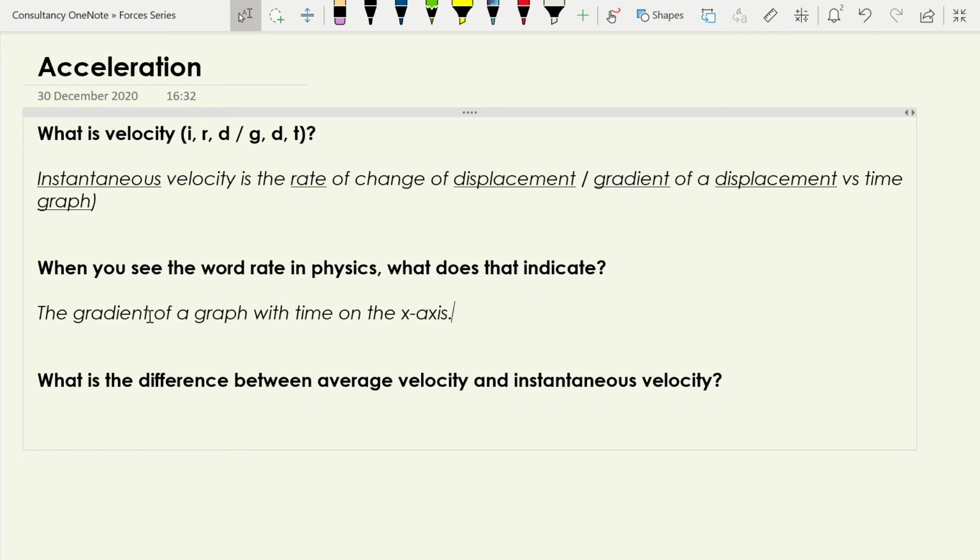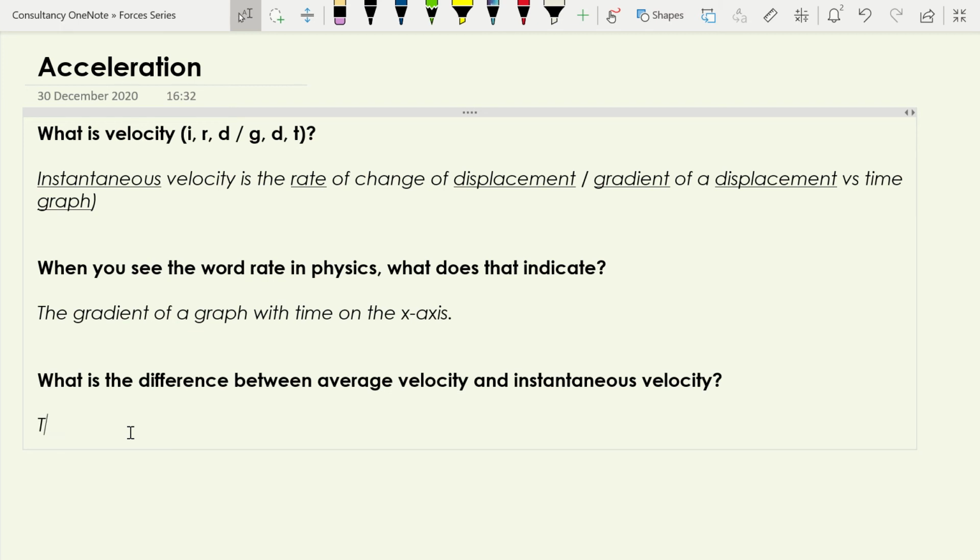We're going to be saying acceleration is the rate of change of velocity, which means acceleration is the gradient of a velocity versus time graph. And then finally, what is the difference between average velocity and instantaneous velocity? We're going to meet average acceleration and instantaneous acceleration.